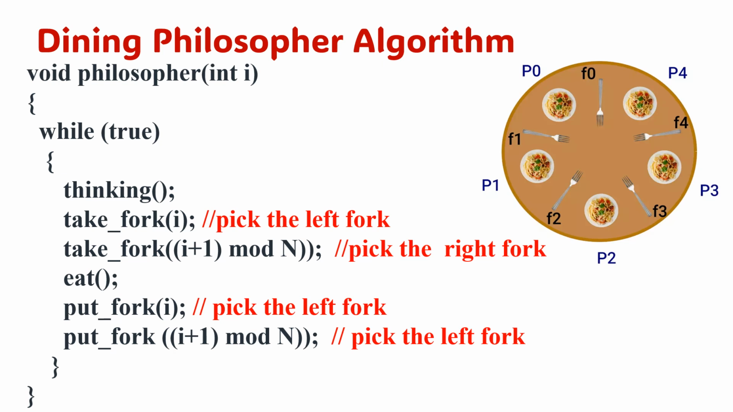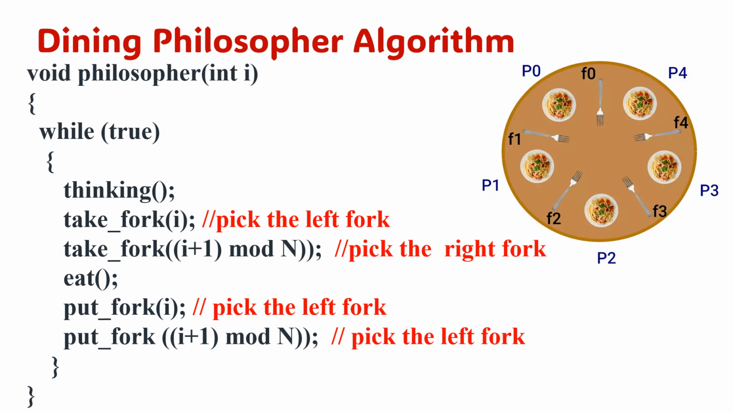But this condition holds when philosophers come serially. If one after the other philosophers keep coming, then this particular method works perfectly fine. But now there are some cases where it may not work properly.